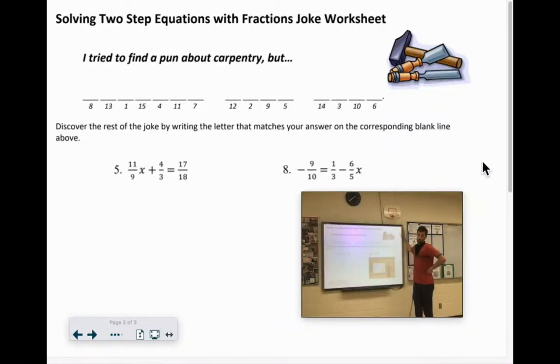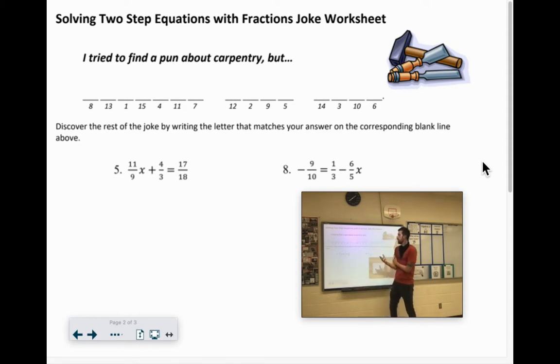Solving two-step equations by clearing fractions. I love doing this. This to me is so helpful because most people freak out when they see fractions. But what you can do is multiply the entire equation and clear the fractions. And the way you figure out what you're going to multiply by is you need a common denominator.